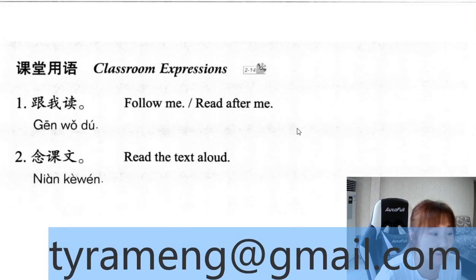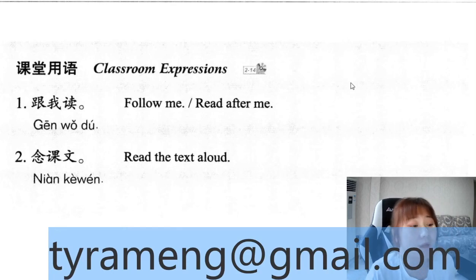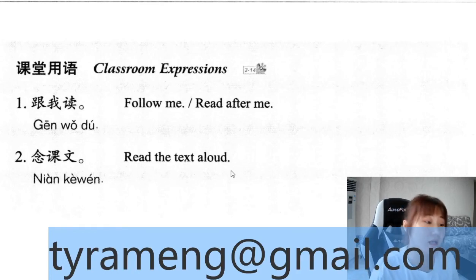And here, the last one, classroom expressions. When I say follow me, or read after me, in Chinese, how to say? We say 跟我读. And second one, read the text aloud. In Chinese, we say 念课文.